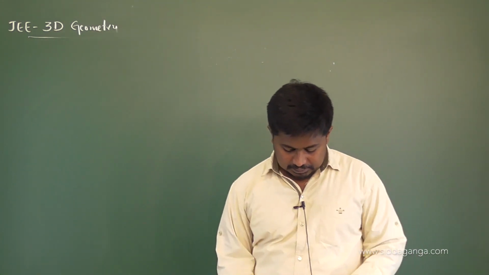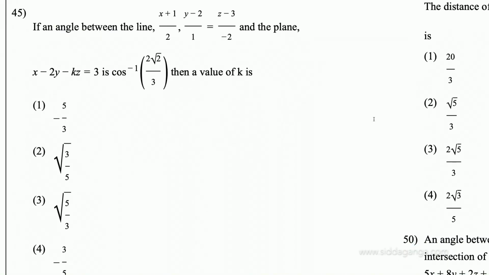Okay, let's move to the 45th question. The angle between the line and the plane, the line is x plus 1 by 2 equal to y minus 2 by 1, equal to z minus 3 by minus 2, and the plane x minus 2y minus kz equal to 3, is cos inverse of 2 root 2 by 3 for what value of k? That is the question.